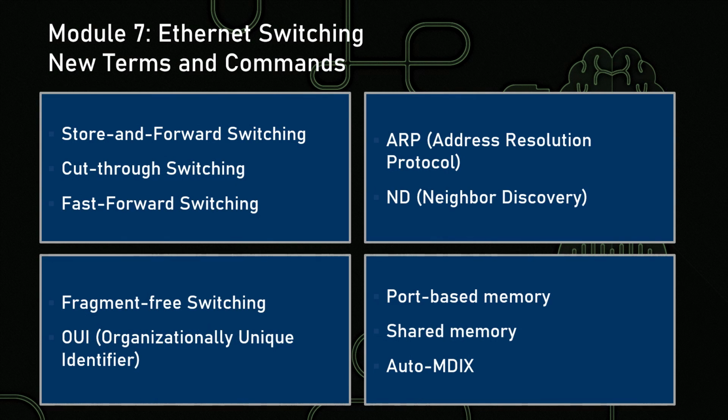Here are some new terms and commands we covered this chapter: store and forward, cut through, fast forward, ARP and ND, fragment-free switching, the OUI. You may also want to be aware of the interface ID, port-based memory, shared memory, and Auto MDIX.